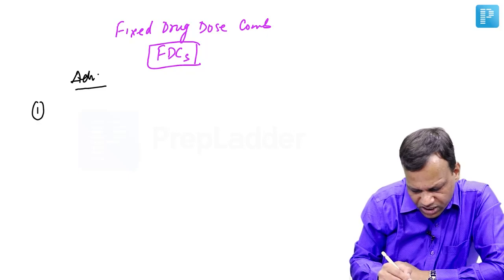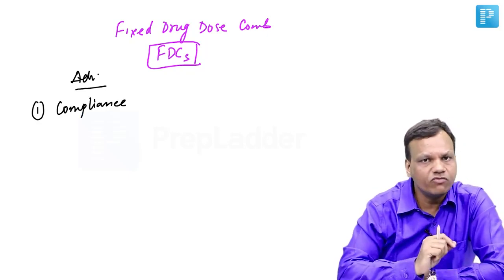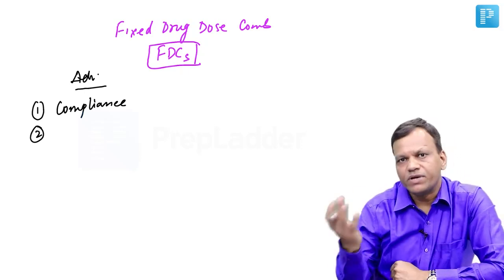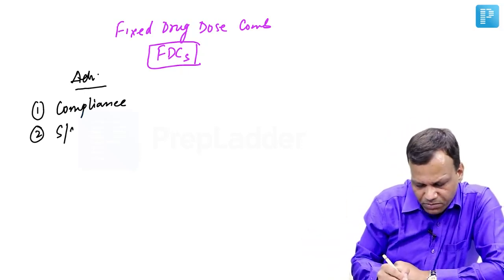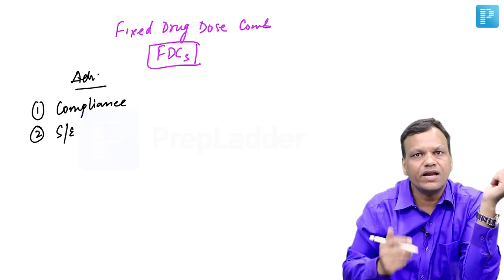The most important advantage will be compliance. The person does not need to take 2 or 3 drugs, they need to take only one drug. But the second advantage can be that the side effect of one drug may be nullified by the other drug. Side effect may be minimized. Suppose one drug is causing hyperkalemia, the second is causing hypokalemia, they will nullify.